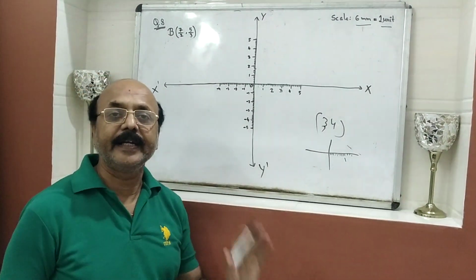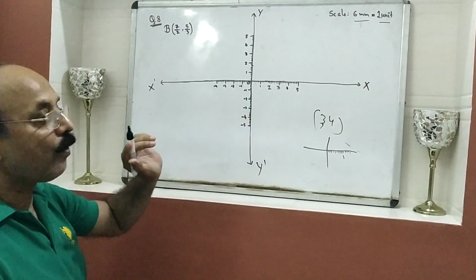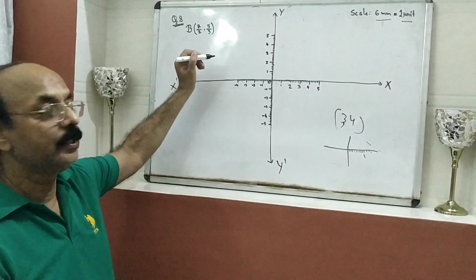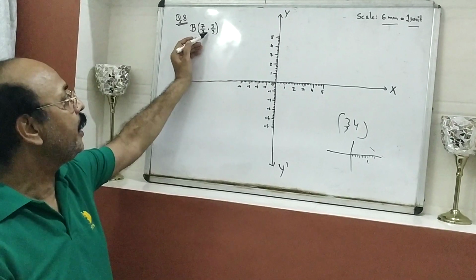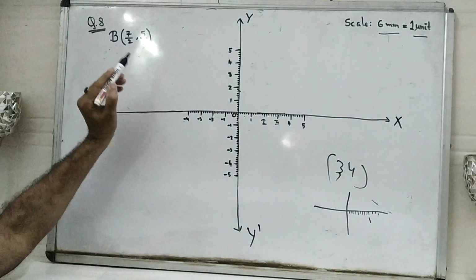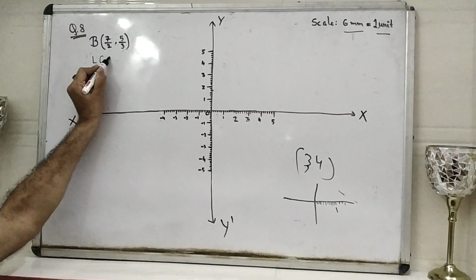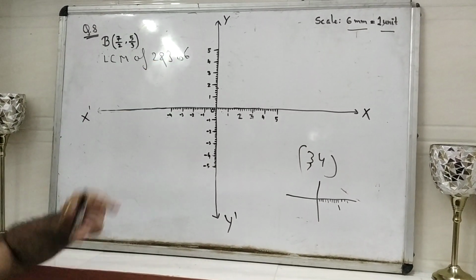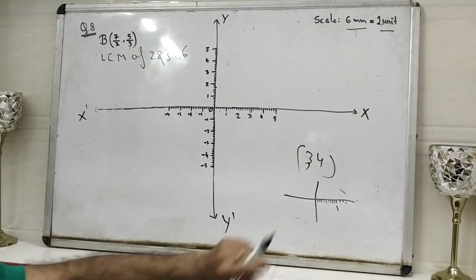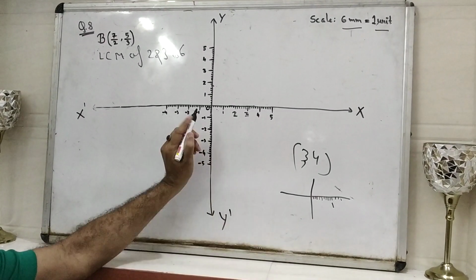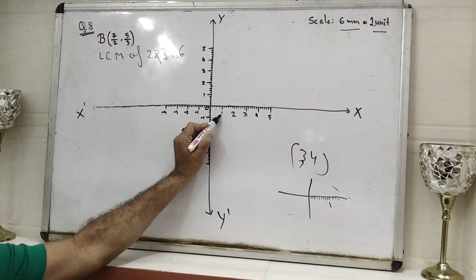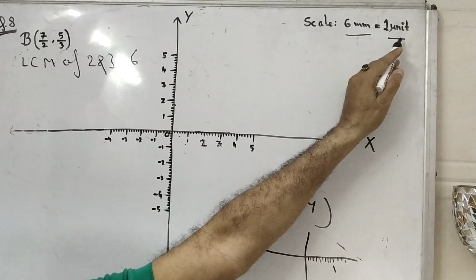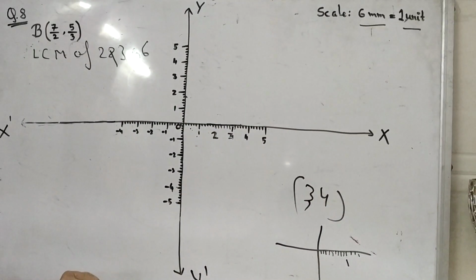Here we will not take 10 mm equal to 1. So how will you take it? You have to consider the point. Which point do you have to plot? Here the x-axis point is 7 upon 2 and the y coordinate is 5 by 3. In this way, the LCM of 2 and 3 is 6. So instead of 10 mm, you have to consider 6 mm equal to 1. That's why I have written the scale: 6 mm is equal to 1 unit on both axes, everywhere.